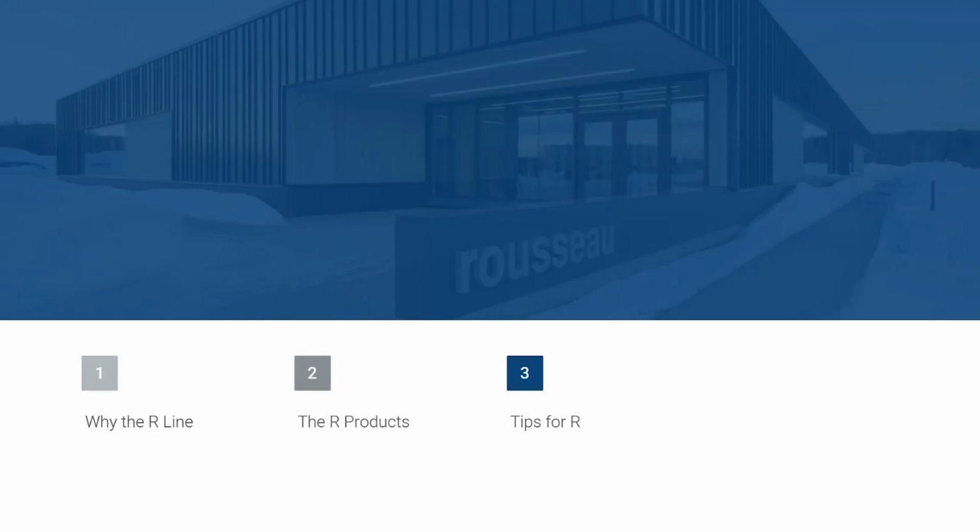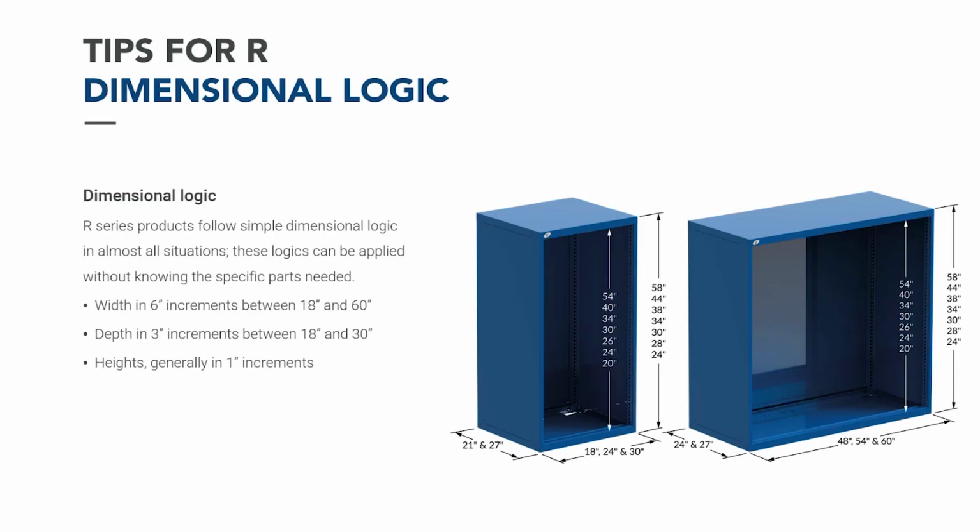With that, we've got a few tips for R. First up, and this is the one I try to hit home as much as I can, is dimensional logic. The R series, the entire R series, and most things Rousseau follow a simple dimensional logic. And in almost all situations, these logics can be applied without even knowing the parts. There's 3 main rules. The first is widths are in 6 inches, between 18 inches and 60 inches. If it's divisible by 6, you can assume it exists or some combination can make it happen.